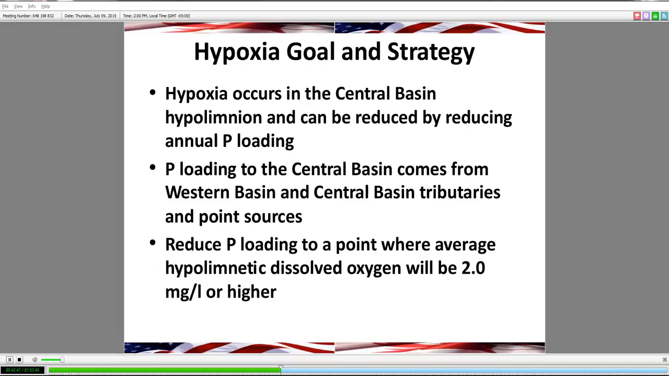For the Central Basin, we used 6 models. The strategy, again, to produce a load to the Central Basin coming from the Western and the Central Basin with a goal of having an average dissolved oxygen concentration in the Central Basin, hypolimnetic or cold bottom layer, of more than 2 milligrams per liter.